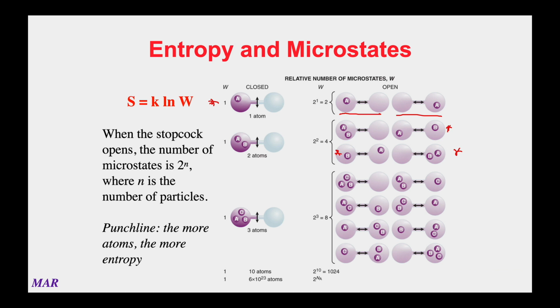And then it gets more complicated. You can see that three atoms has a lot more states. You can imagine that four would be even more. You basically take 2 to the number of atoms. So now imagine if you had 6 times 10 to the 23rd, 2 raised to that power. Goodness, that's a lot of different microstates. So entropy can get pretty crazy pretty quickly, all right?